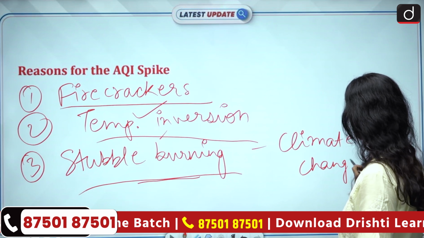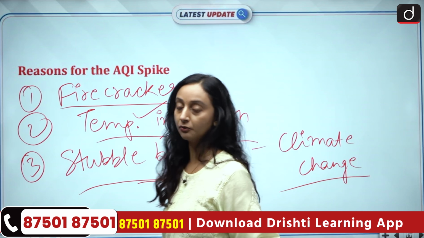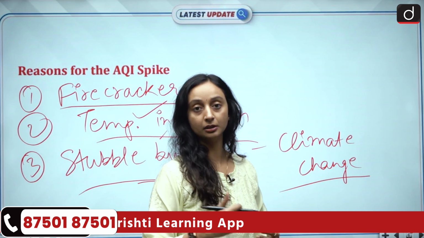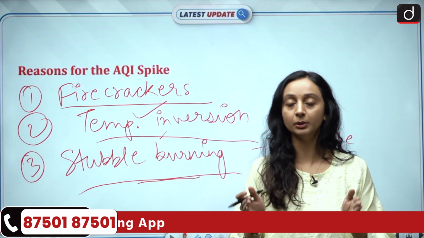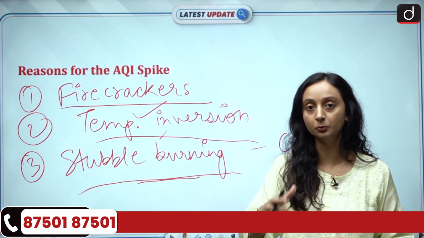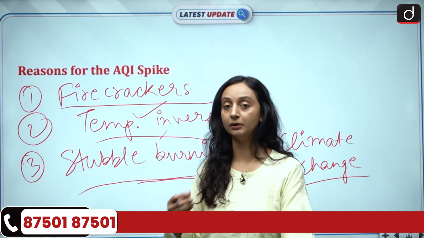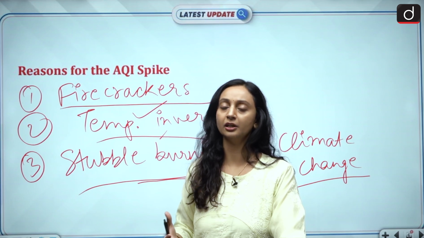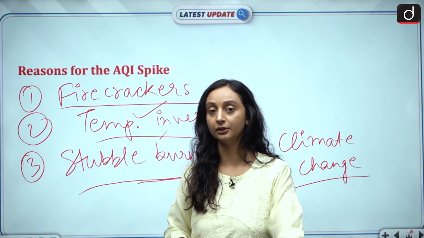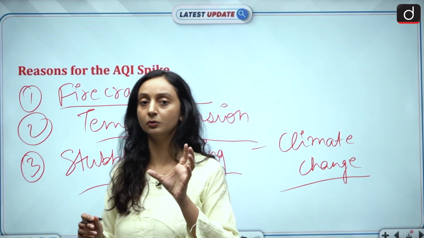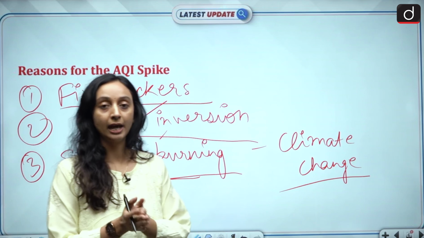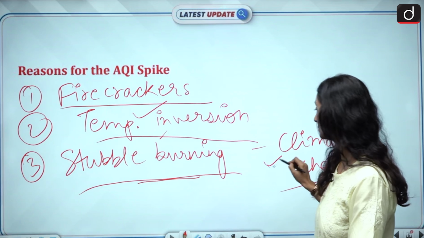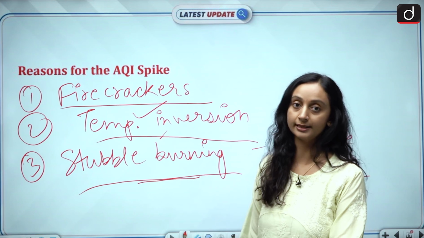How? Because of the late onset of monsoon, paddy is harvested at a later time, and then because of this we are left with a very small window for sowing of wheat. So to get rid of residue even more quickly, farmers rely on just burning the stubble instead of converting it into biochar or any other form of bioelectricity. They just want to get rid of it quickly because the window for sowing wheat has narrowed down because of the late onset of monsoon. So climate change is also one of the major reasons for stubble burning.